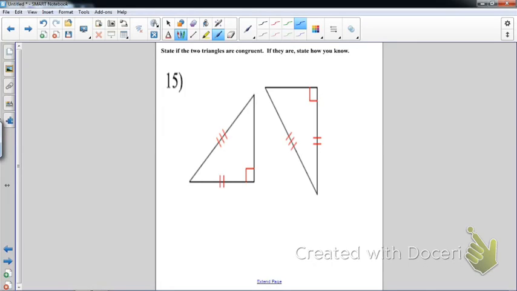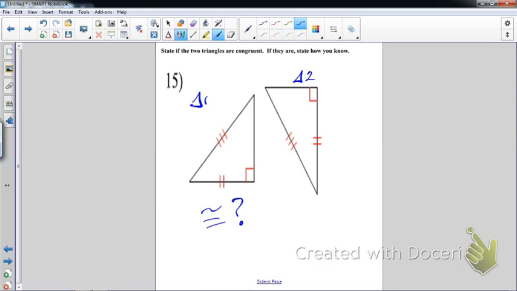The next one here is basically asking us to state whether two triangles are congruent. So I want you to look at what I give you, and then tell me, are these two triangles congruent? Are they congruent? I'll put a big question mark here. We'll call the first one triangle 1, and the second one triangle 2.